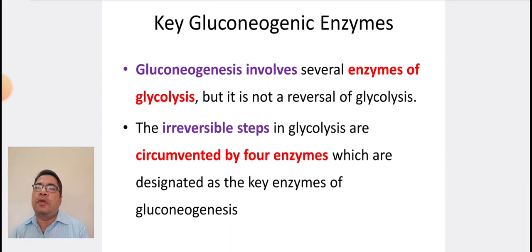Coming to key gluconeogenic enzymes. Gluconeogenesis involves several enzymes of glycolysis, but it is not a reversal of glycolysis. The irreversible steps in glycolysis are circumvented by 4 enzymes which are designated as the key enzymes of gluconeogenesis.